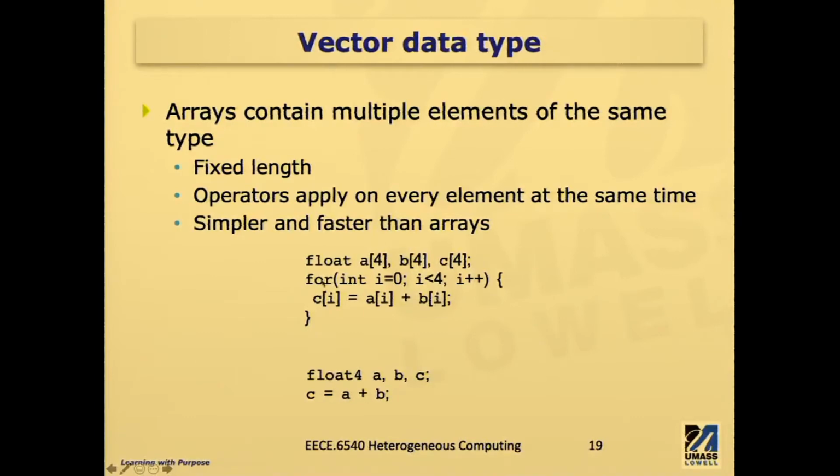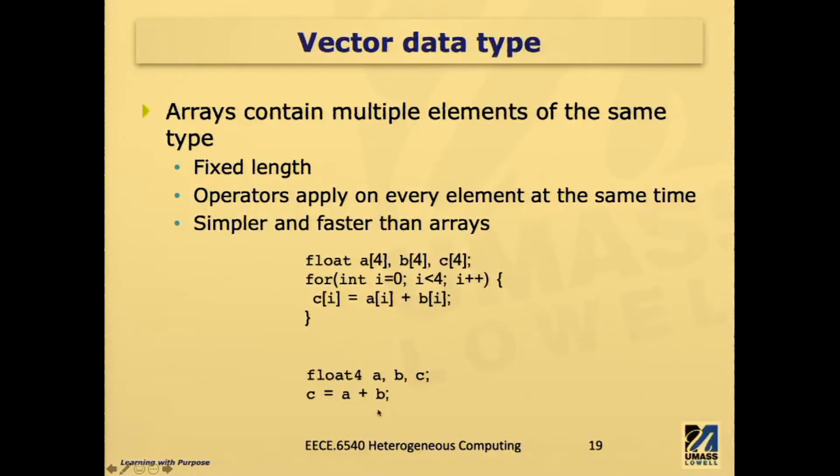So here's a comparison. If you declare, let's say, three arrays, and each of them has four elements, so A, B, and C. In the style of C or other high-level languages, you would probably do this if you want to do element-wise addition. You're adding these two vectors and putting the result into a third vector. So you can have a loop where i iterates from 0 to 4, and then you add these elements one by one and put the result into the resulting vector.